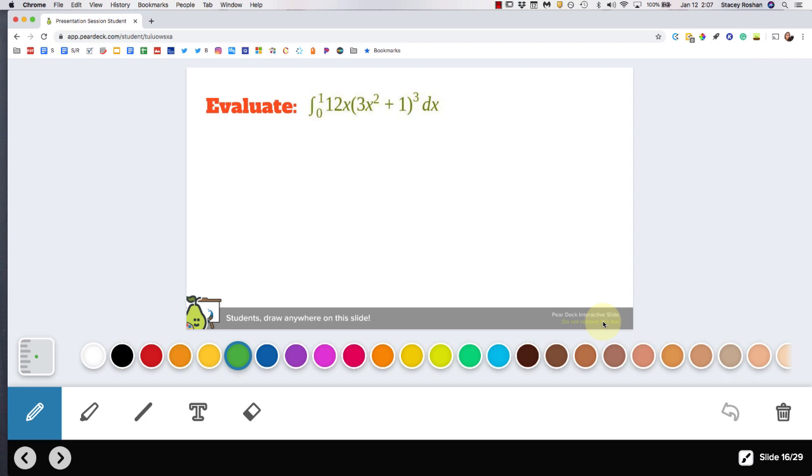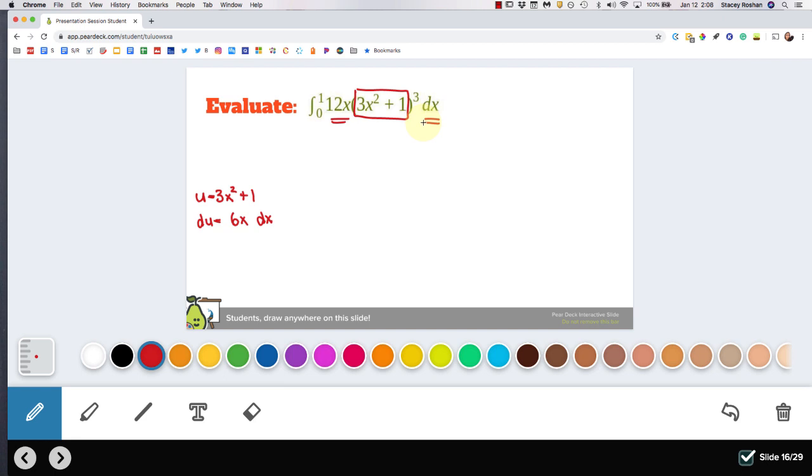Now let's do a couple of these u subs with some bounds, just so we remember how to do those. So in this one, hopefully it's obvious that this is our u. So our u is going to be 3x squared plus 1. Our du is going to be 6x dx. I don't see a 6x dx. I actually see a 12x dx.